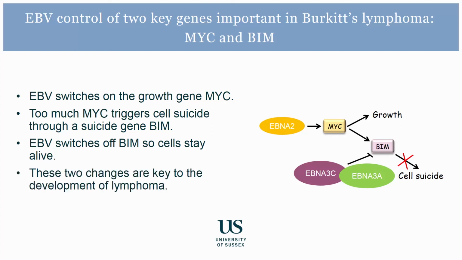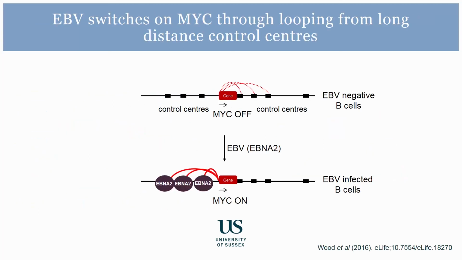And we know actually that in lymphomas, these B-cell cancers that occur without EBV, these two genes are often changed. But the virus has found a way to do this directly. They're changed by different mechanisms in non-viral cancers. So how is the virus doing this? It's switching on MYC, it's switching off BIM, but how? Well, it won't surprise you, given what I just told you, that it's through looping.